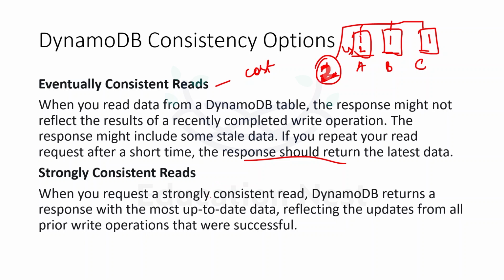So when you request a strong consistent read, DynamoDB returns the response with the most up-to-date data, reflecting the updates from all the prior write operations. So eventual consistency will be asynchronously copying or replicating the data between replicas, and strong consistency would be replicating synchronously among all the read replicas.